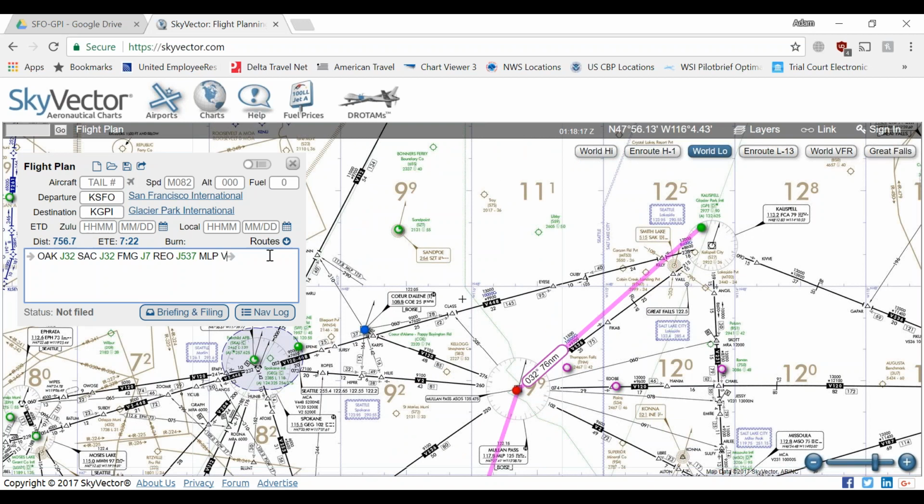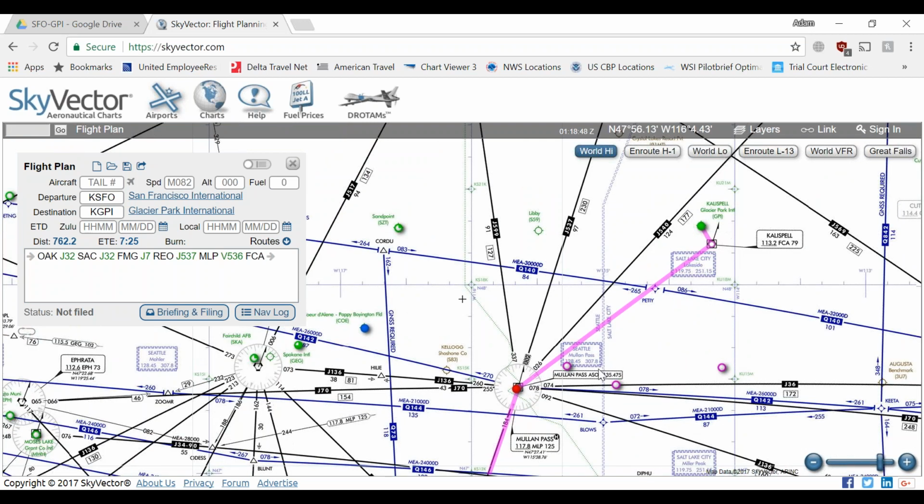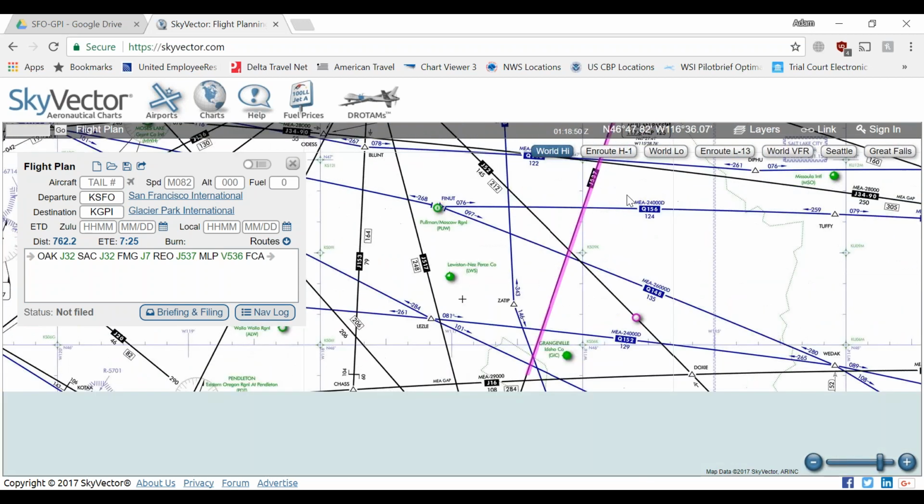Victor 536 to FCA. Okay, see what that does. Not bad. 762.2. Just make sure it's following well right here. Then on the high chart, just make sure it stays on route as we trace it backwards.